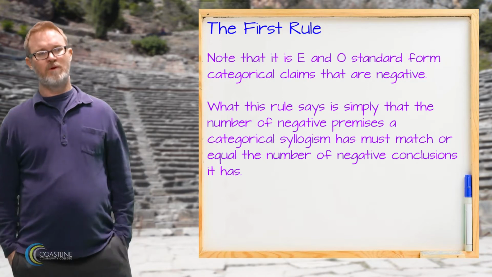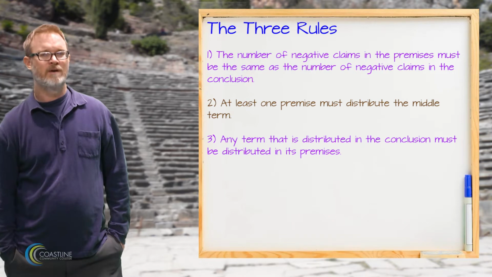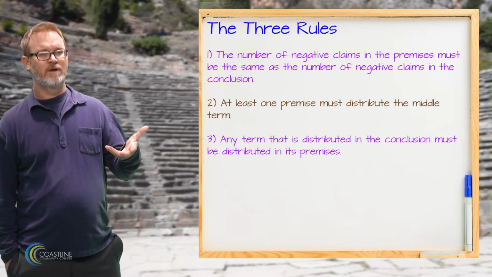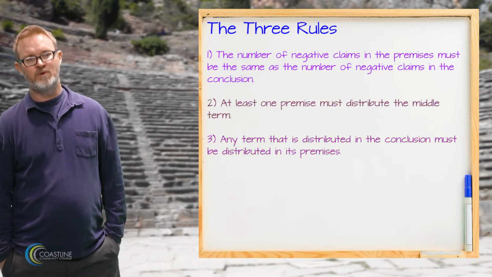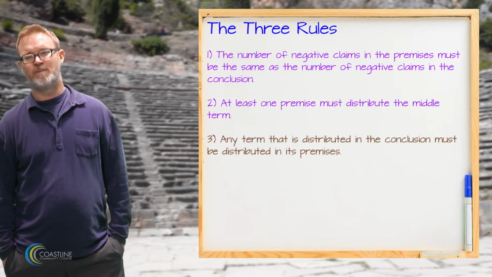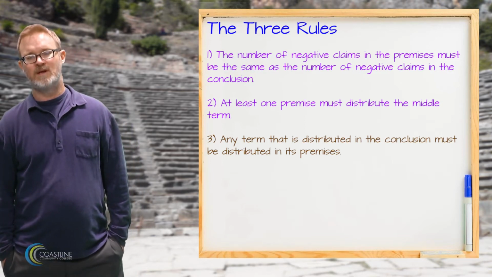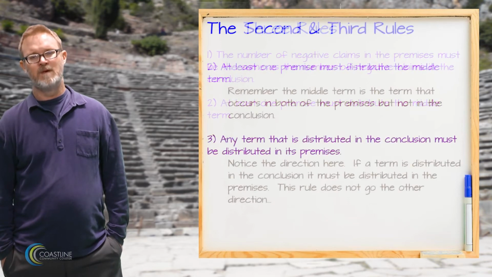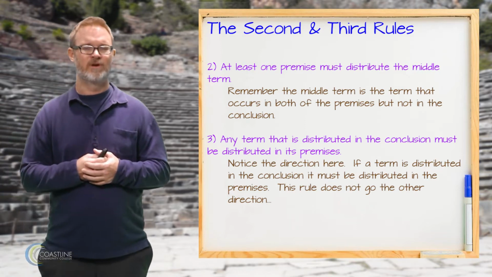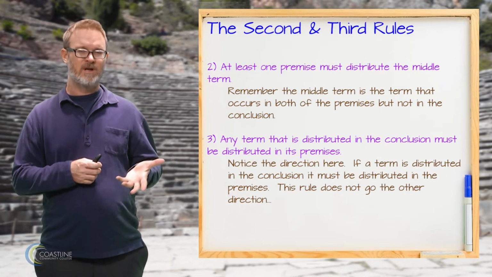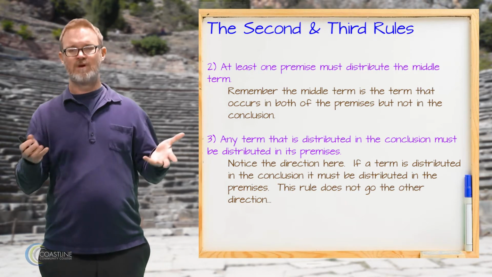For the second rule, it says at least one premise must distribute the middle term. The third rule also applies the idea of distribution, and it says any term distributed in the conclusion must also be distributed in the premises. So in both of these rules, 2 and 3, we're applying a concept called distribution. We really have to study and understand distribution before we can understand rules 2 and 3, which is what we're going to try to do now.